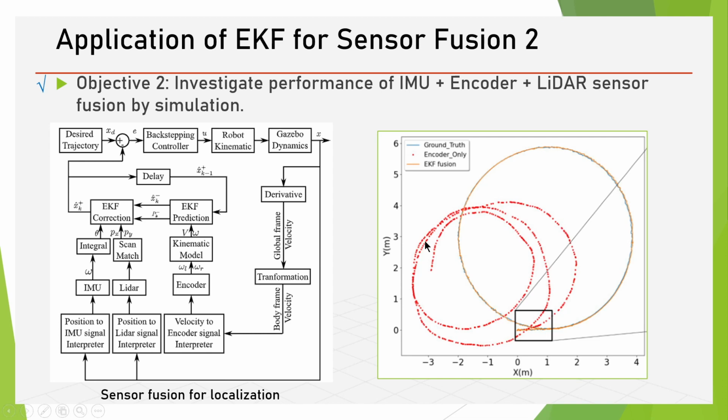In this illustration, when we add noise for one sensor, like the encoder only, the localization given by the encoder only is like this. But when we fuse multiple sensors, then we can have a better localization like this.